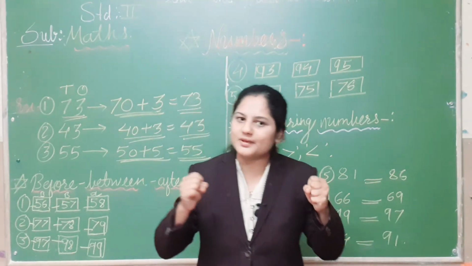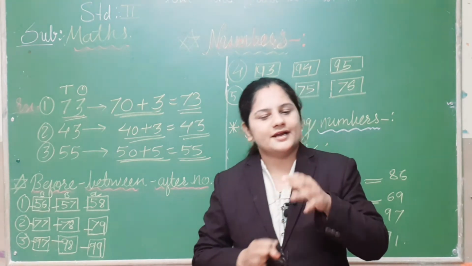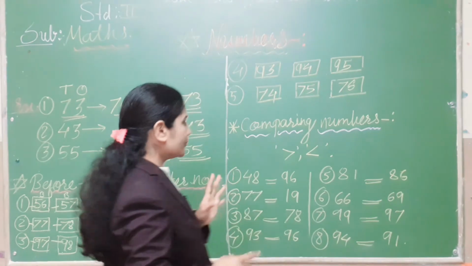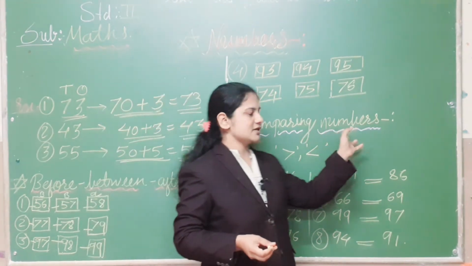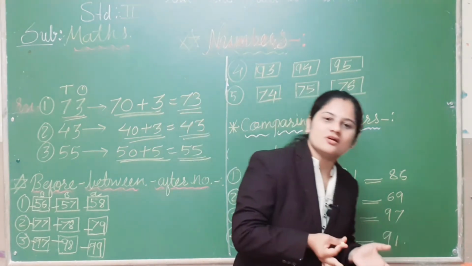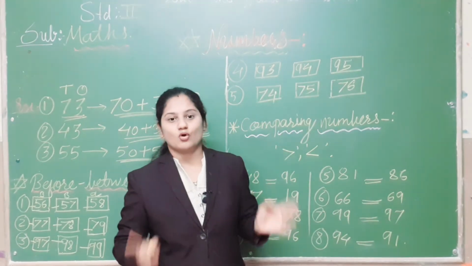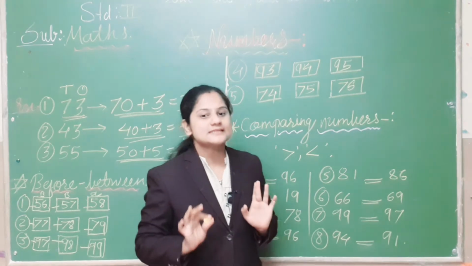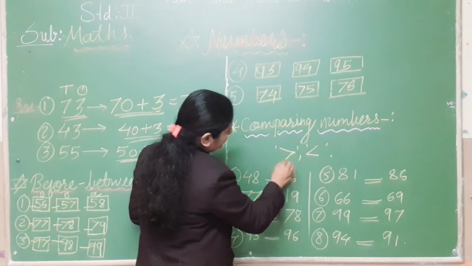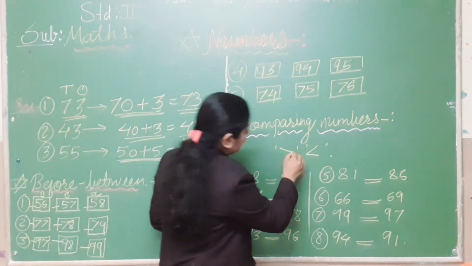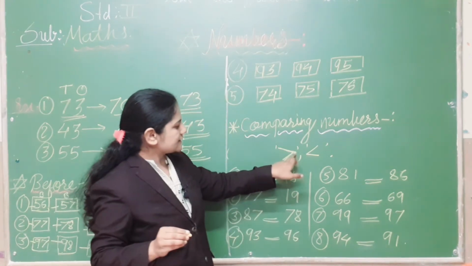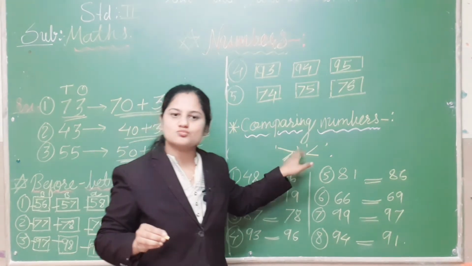We will compare numbers by identifying them as smaller and greater. To show which number is the smaller number and which is the greater number, we use a symbol. And that is this symbol. Here are the two arrows. When these arrows are joined here, this symbol is used for the smaller number.